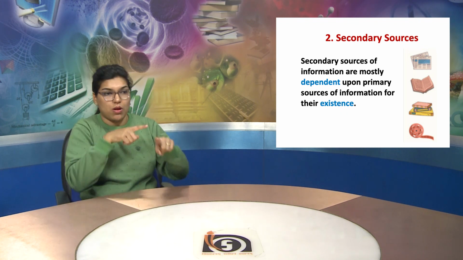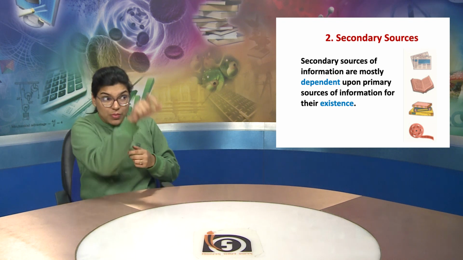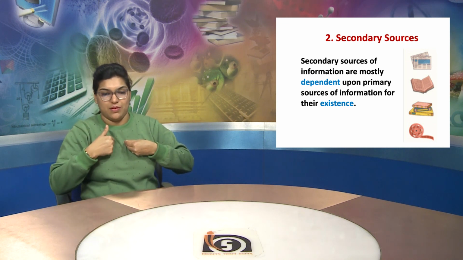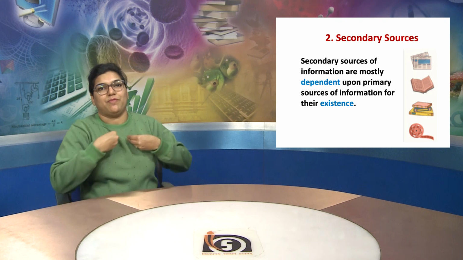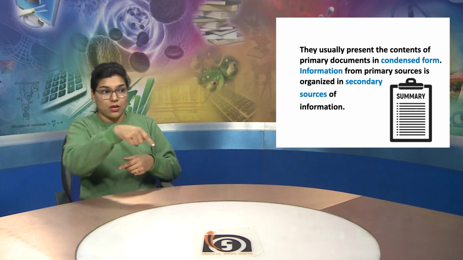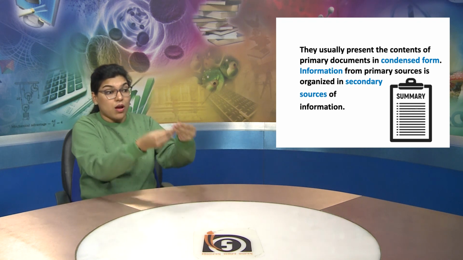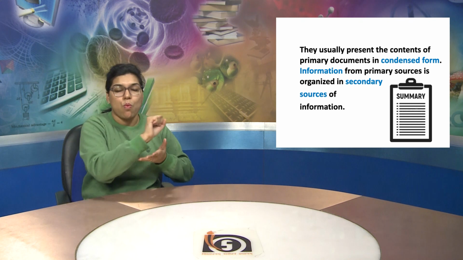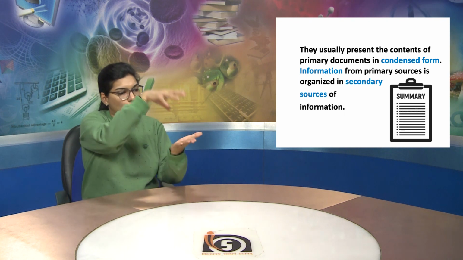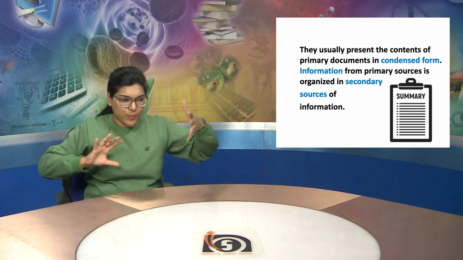Secondary sources of information are mostly dependent upon primary sources of information for their existence. So the secondary source of information is the direct connecting point between the primary source and the receiver. They usually present the contents of primary documents in condensed form. Information from primary sources is organized in secondary sources of information.